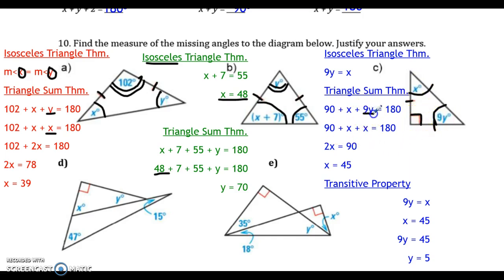We replaced 9y with x because we know that 9y is the same as x. And then we were able to solve this equation to get x is equal to 45. Once we knew that x was equal to 45, we used something called the transitive property. If 9y is equal to x and x is equal to 45, these two things are the same, which means these two things must be the same. In other words, 9y equals 45. That's what we had here. And then once we wrote that, we said that y was equal to 5.